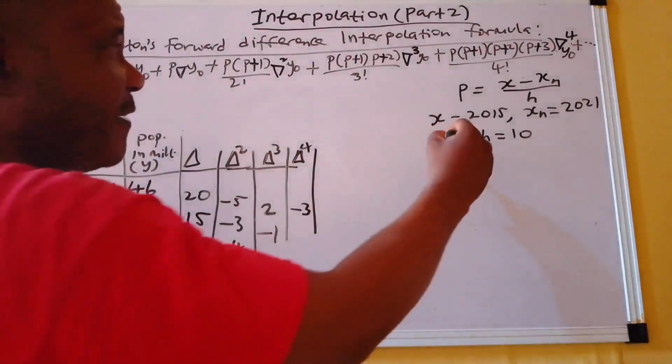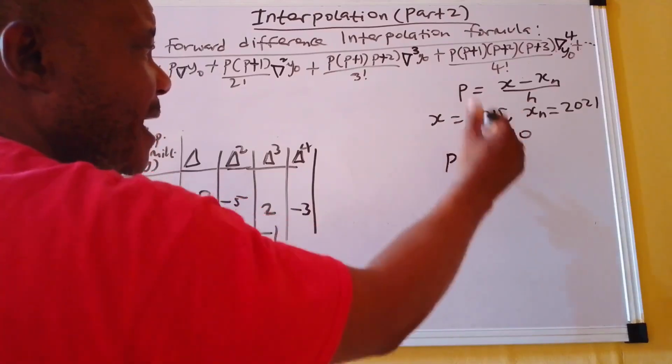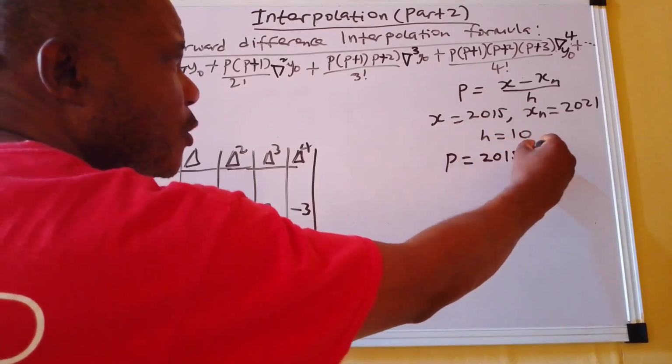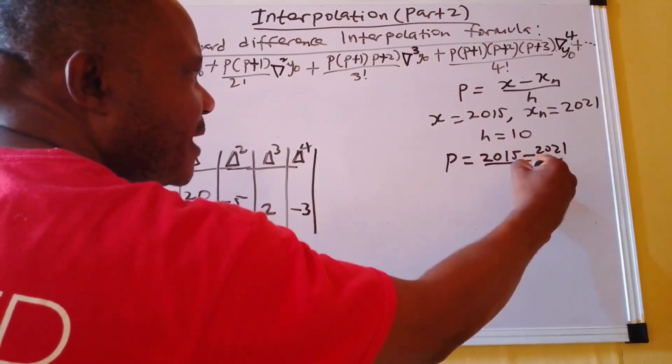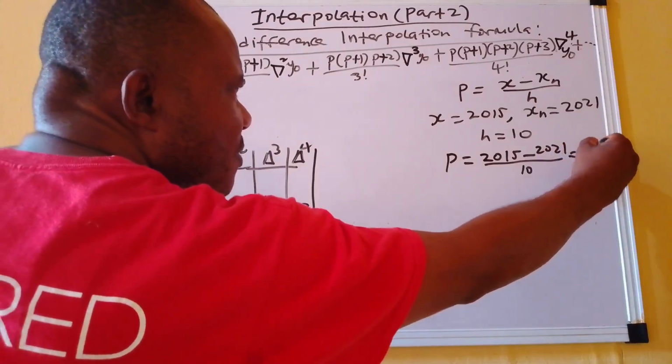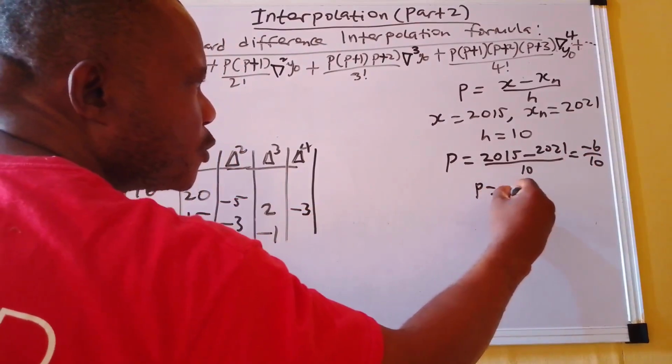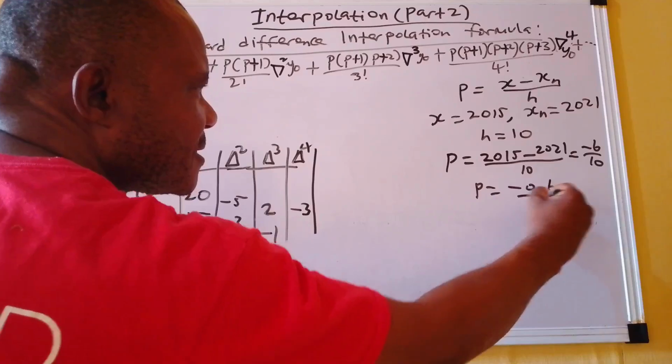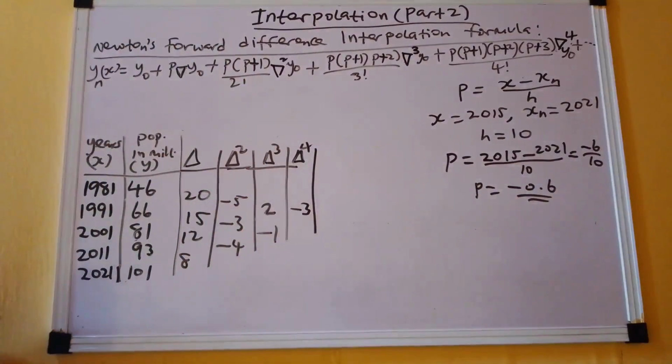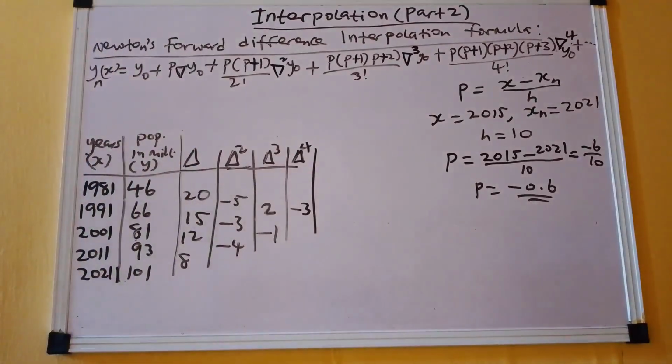Now it is good we have the value for our p. Our p will be equal to, our x is 2015, minus 2021, all over 10. This will be equal to minus 6 over 10. So our p here will be equal to minus 0.6. So our p is minus 0.6. So we are going to use this to carry out our calculation for the year 2015.